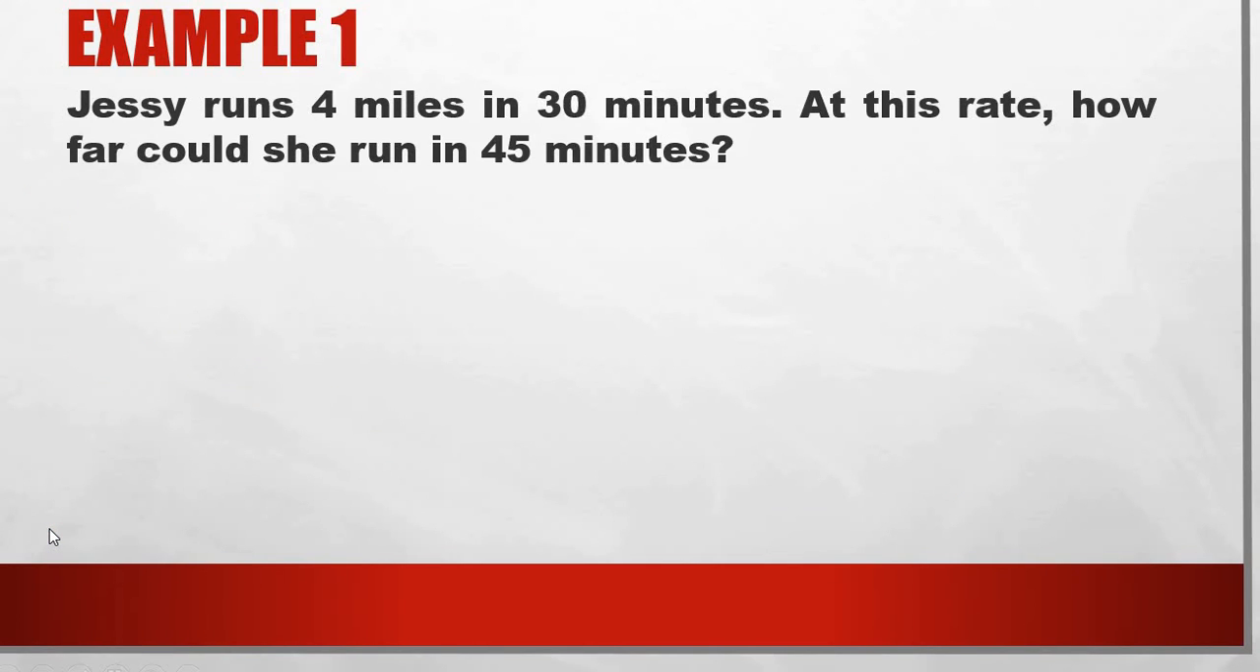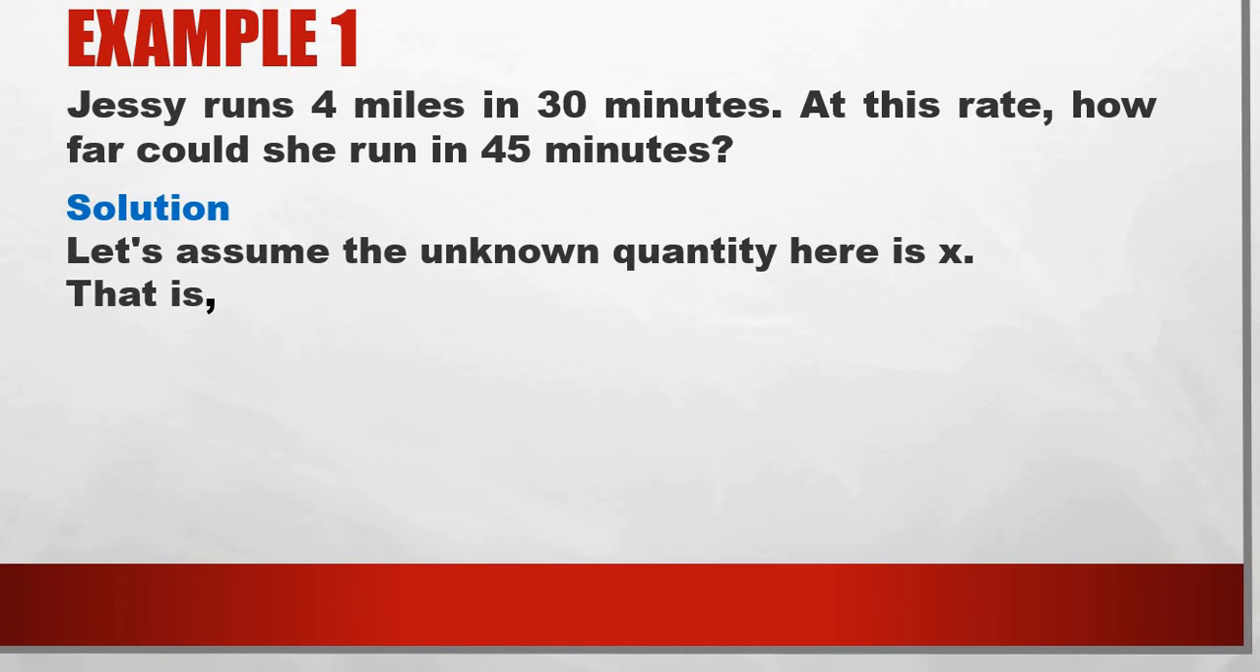Now here is an example. We have JC covering 4 miles in 30 minutes. At the same rate, how far would she run in 45 minutes? How many miles will she cover in 45 minutes? And this tells us that she's going to cover more, if it is at the same rate, at the same speed. So let the unknown be x.